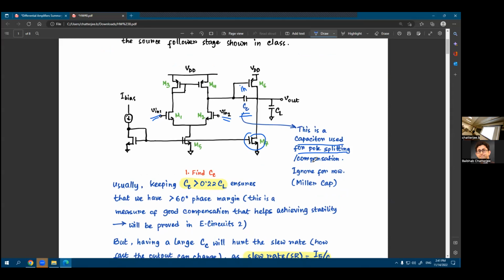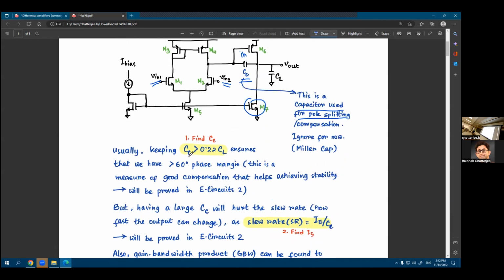So to make sure that you have only one pole, we'll be using this compensation capacitance, the Miller capacitance. And we'll just ignore for now how we design this, but we'll remember the formula that keeping CC greater than 0.22 of CL ensures that we'll have greater than 60 degree phase margin. So again, something that we'll learn in e-circuits too. But for now, keep in mind that this CC, the value of the compensation capacitance, has to be more than 0.22 of the load capacitance, so that you get the 60 degree phase margin.